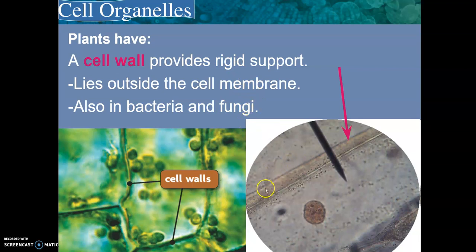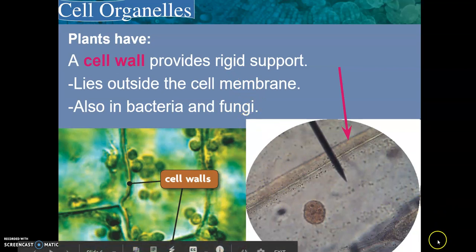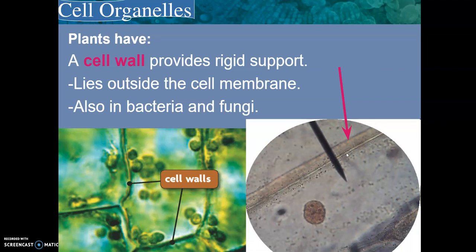Now, what you're looking at in this picture is a view of a plant cell through a microscope, and you can see how much thicker the cell wall is in comparison to that cell membrane. So it is thicker and it's rigid. It's not flexible like the cell membrane that you will find in plants and in animals.